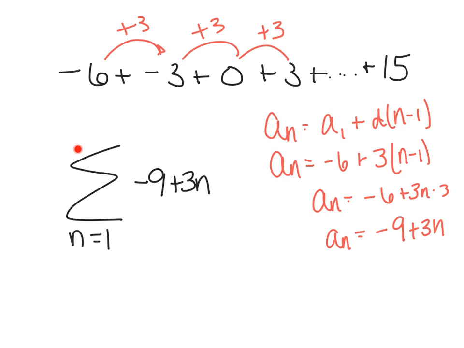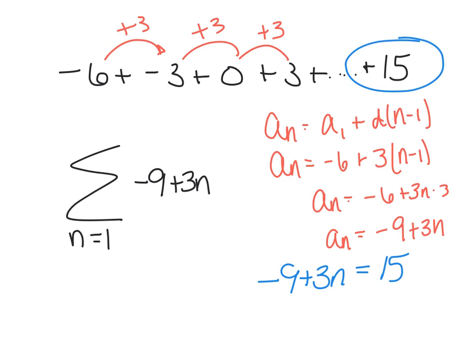Now I have to figure out when to stop. So basically I'm just going to write a simple equation. When does that rule, -9 plus 3n, have to equal 15? So I'm going to add that 9 over and say 3n equals 24. Divide out my 3, and I know n equals 8. So that tells me I should stop at 8.